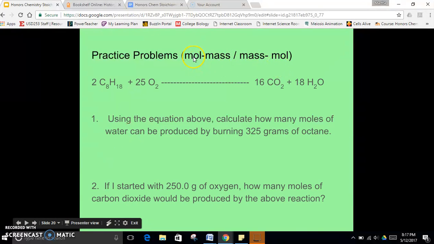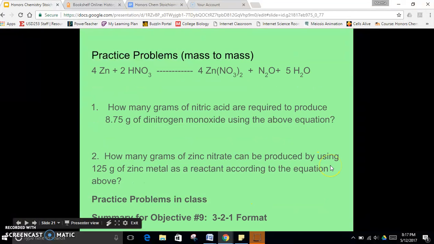The second type of problem is mole to mass and mass to mole. In this one, I've started you out with a mass, and I've asked you to calculate the moles of a substance. So that is a mass to mole. The second one is also a mass to mole problem, where I give you a gram amount and I ask you to convert it into moles. This one right here is the mass to mass, these two practice problems. So I start you with grams, you're going to end with grams.